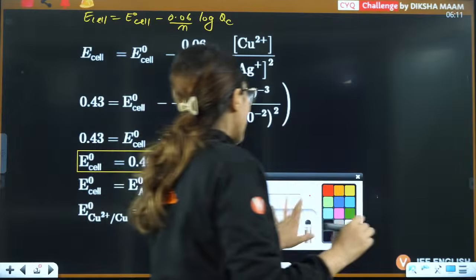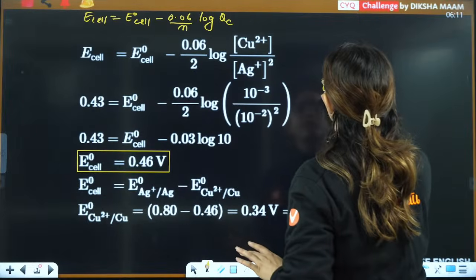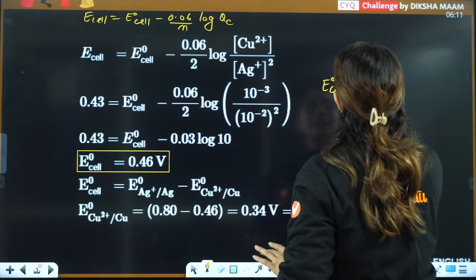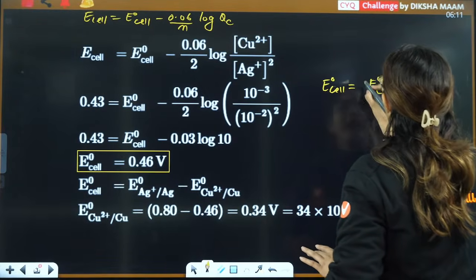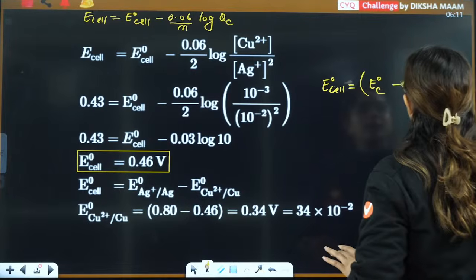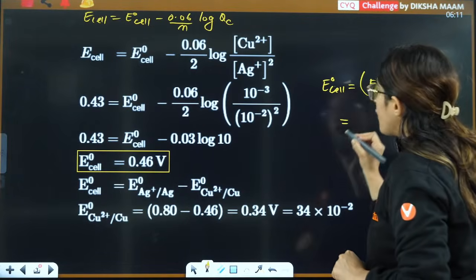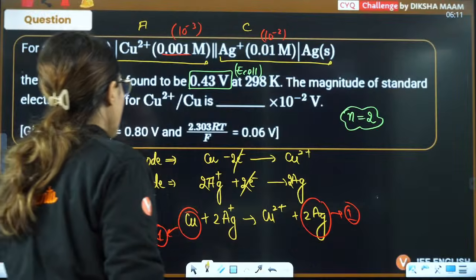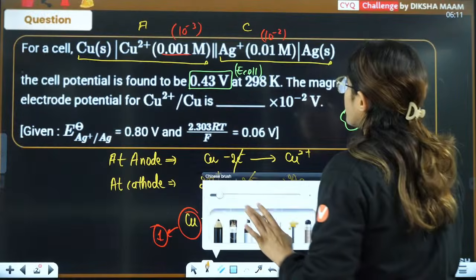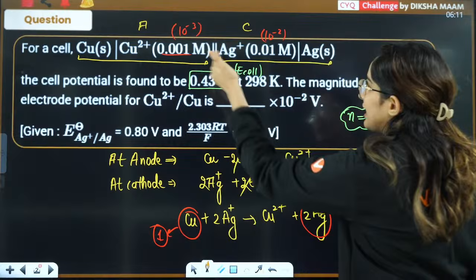Now what is exactly E naught cell? E naught cell is always equal to E naught of cathode minus E naught of anode, and here I am talking about the reduction potential. Now if you see this reaction here, what is cathode and what is anode? Cathode is Ag and anode is Cu.